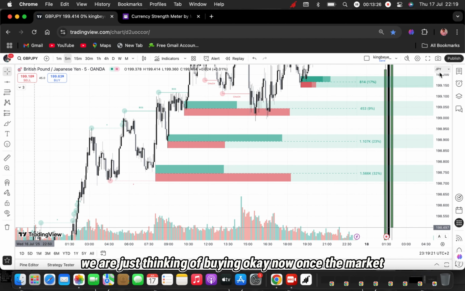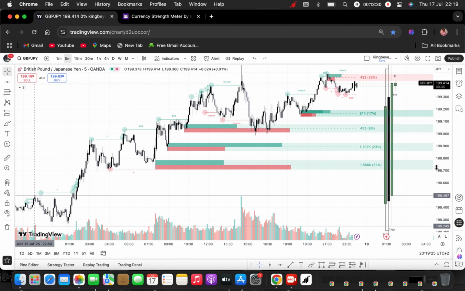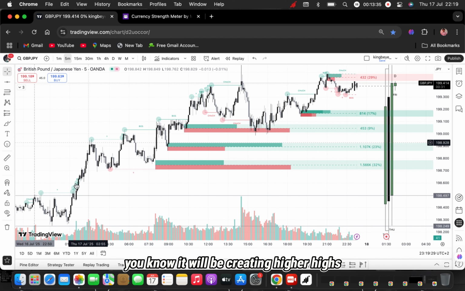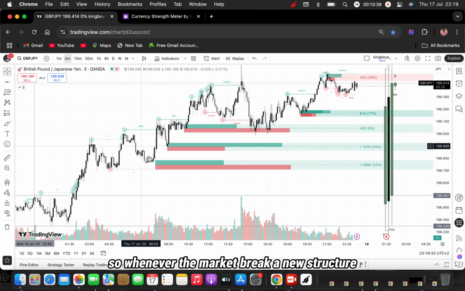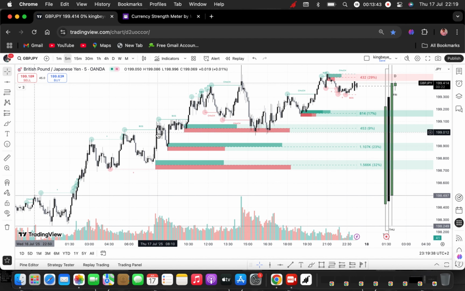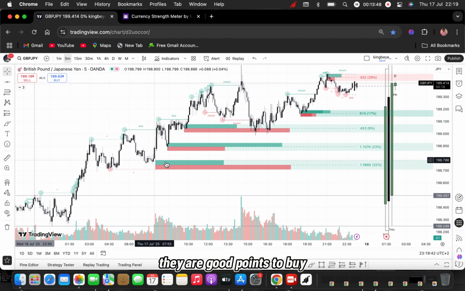Now, once the market will be creating higher highs, higher lows, higher highs, higher lows. Whenever a market breaks a new structure, there are good points to buy because you'll be seeing volume.